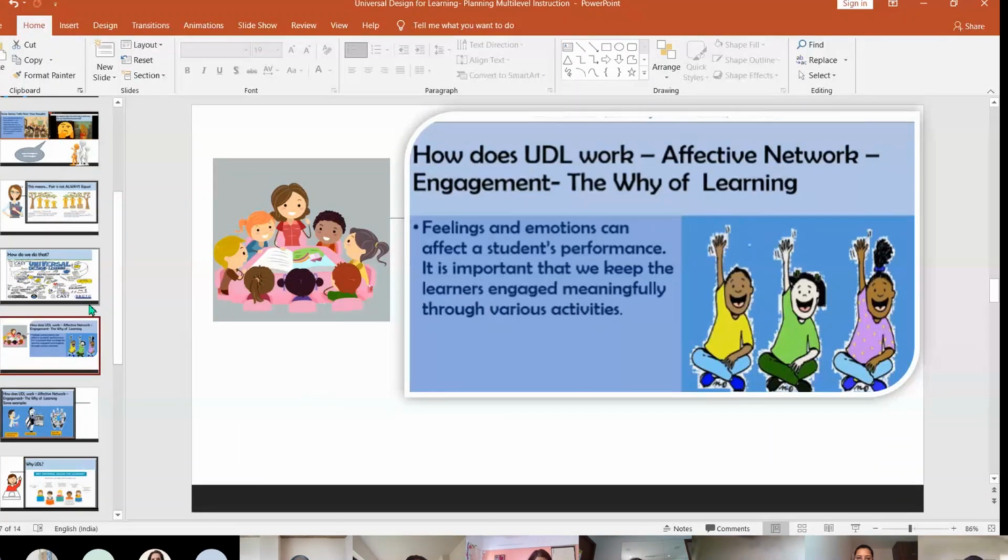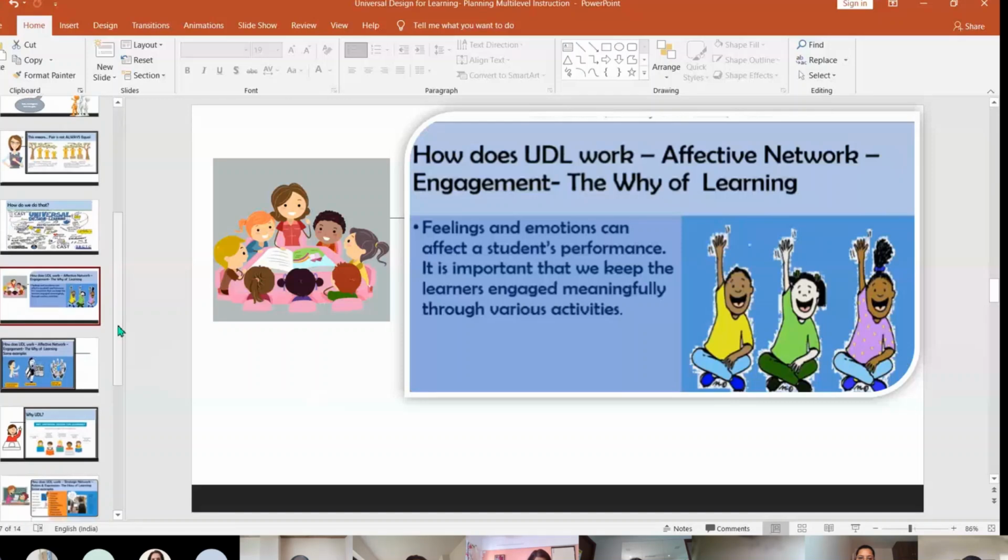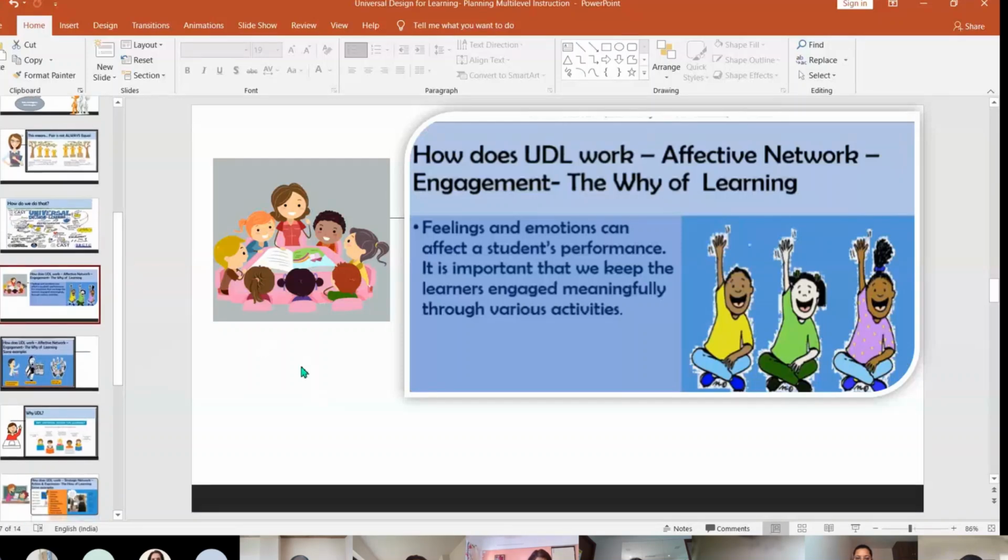Now here, how does UDL work? There is effective engagement, that is the why of learning. Suppose some students, and all educators must have faced this, as I am sharing from my experience, ask why am I learning this, why is this topic so important? So definitely we have to justify the question they are asking.